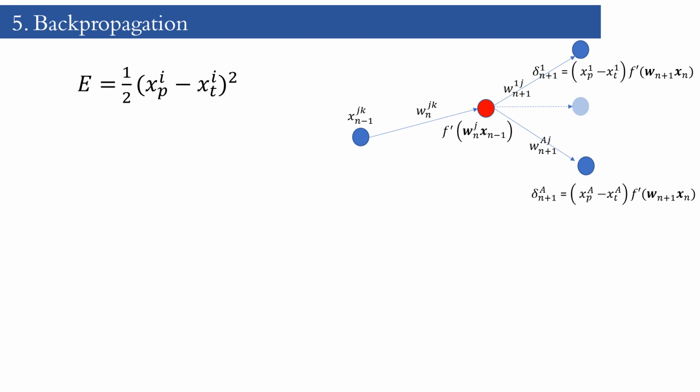In the definition, we have introduced half to get rid of the multiplication factor which comes out when the expression is differentiated. For the notational convenience, let's ignore the superscript i because this is valid for any node. When we take the derivative, we get xp minus xt into the derivative of xp upon Wn plus 1 xn.